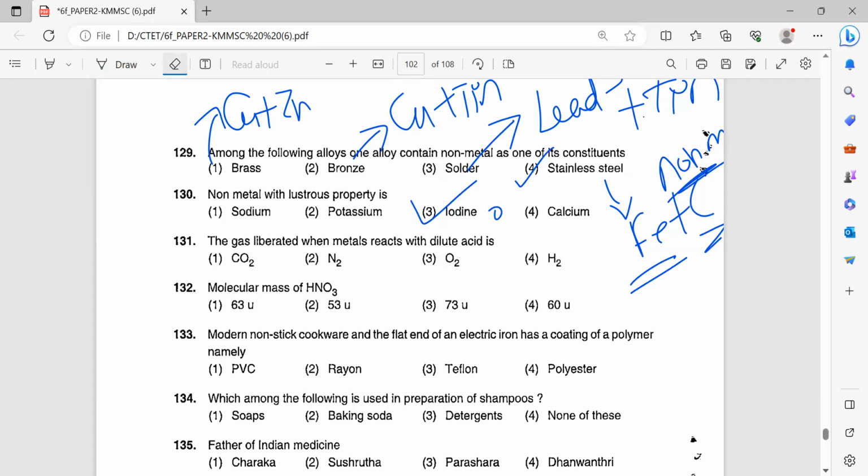Then, the gas liberated when metals react with dilute acid. When any metal reacts with dilute acid, the gas liberated will be hydrogen. Option D is the right answer.